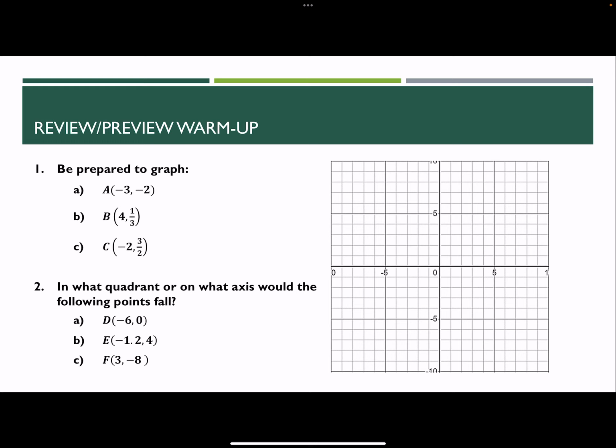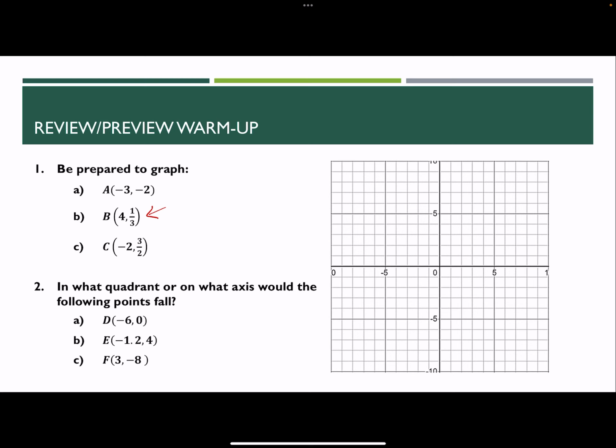You've done this before, and some of these are going to be easy, but I want to really focus on things like this one here, where you might have coordinates like 4 comma a third. We can still graph that point. You may have never done it before, but I'm going to show you how to do it now.